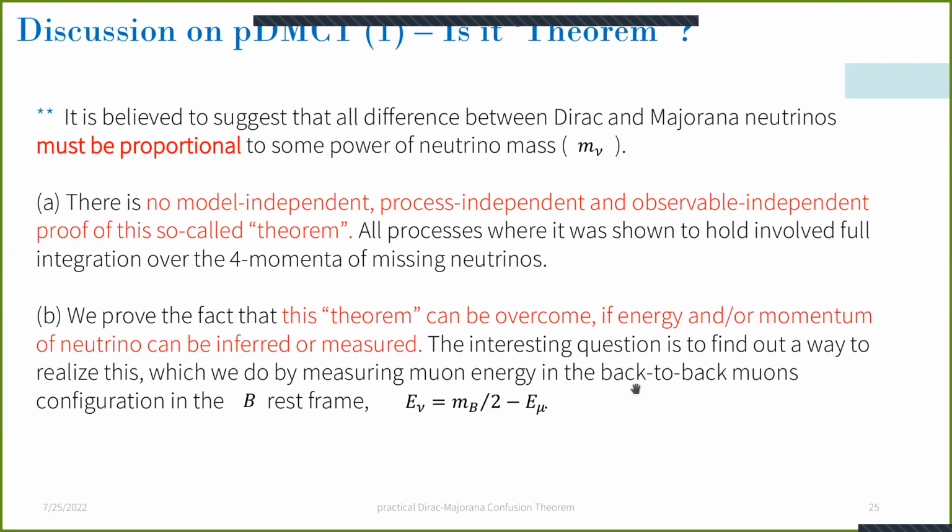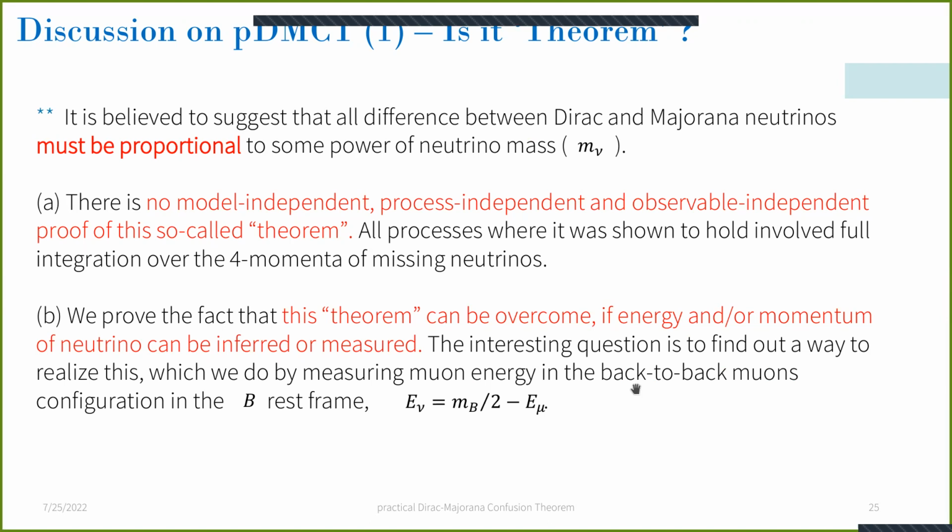The best way: I drew just one diagram here, this picture. Mu plus mu minus nu nu bar is the example. Now, in the visible rest frame, I know the muons are back to back like this. Even though I don't see the neutrinos, this must be back to back. So you just select back-to-back events.